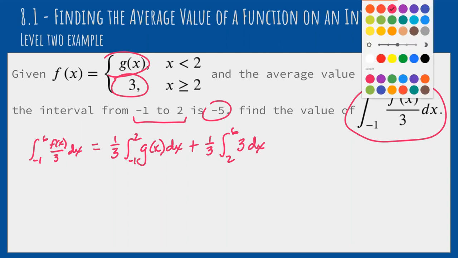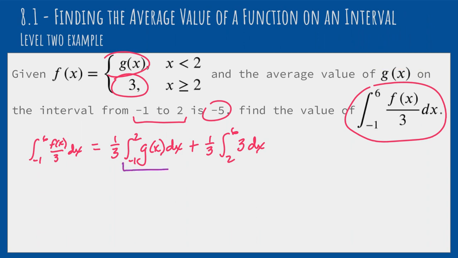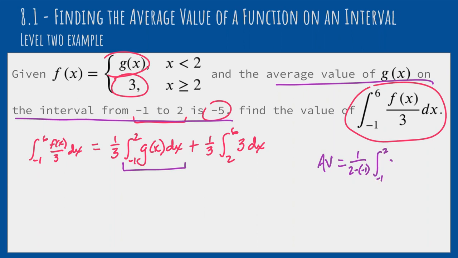Okay, so to evaluate this first part, to get this definite integral, here's where we're going to need to use the fact that we know the average value of g from -1 to 2. So I'm going to write out what that looks like in formula notation and see how that helps us. The average value of g of x, from -1 to 2, is going to be 1 over b minus a times the integral from -1 to 2 of g of x dx, which is equal to -5. This is the formula for average value, and then this is the actual average value that's given to us in the problem.